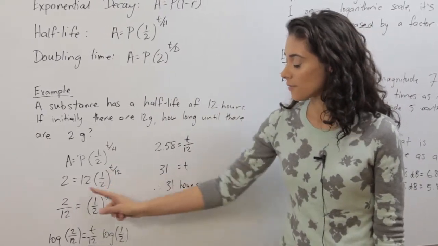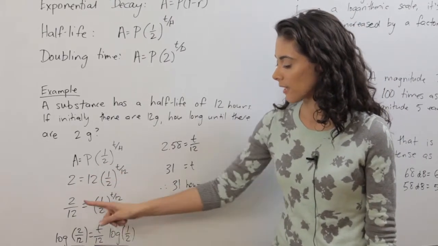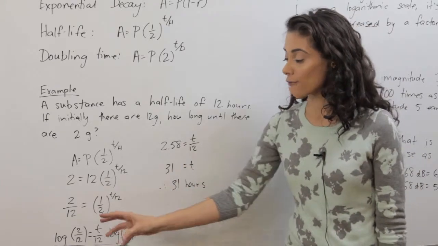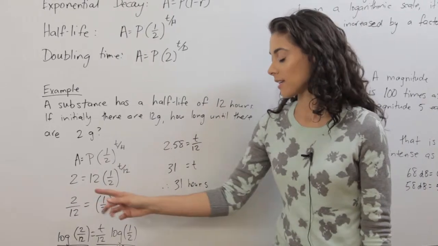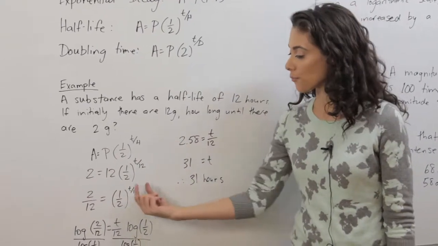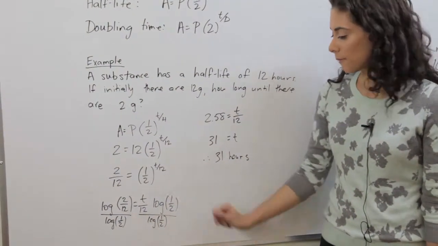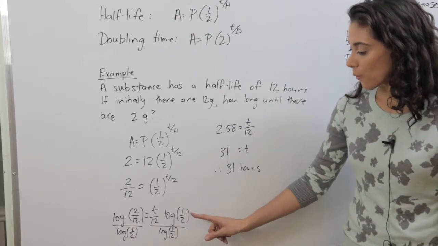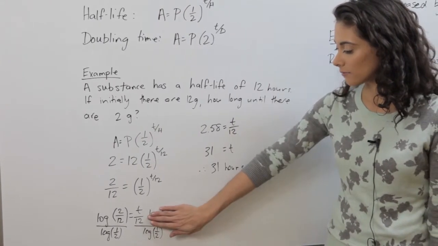So first I'm going to simplify the right-hand side of this equation by dividing both sides by 12. I end up with 2 over 12 over here. Now in order to bring this t over 12 down, we learned how to do this earlier, take log of both sides. When I take log of both sides of an equation, I can bring down an exponent and multiply it by log of a half. And lastly, I want to isolate for t, so I want to divide both sides of the equation by log of 1/2 so that that's gone.